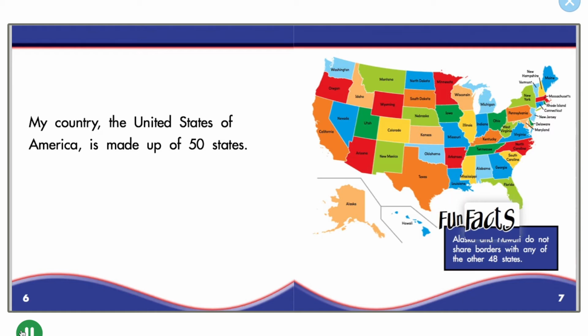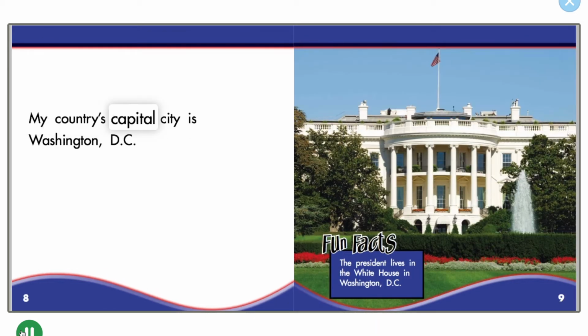Fun facts. Alaska and Hawaii do not share borders with any of the other 48 states. My country's capital city is Washington, D.C. Fun facts. The president lives in the White House in Washington, D.C.